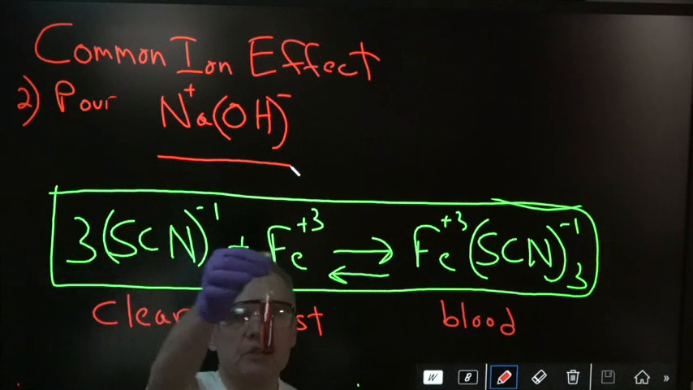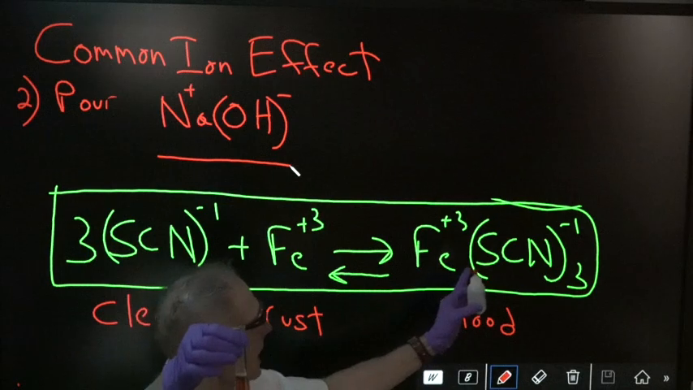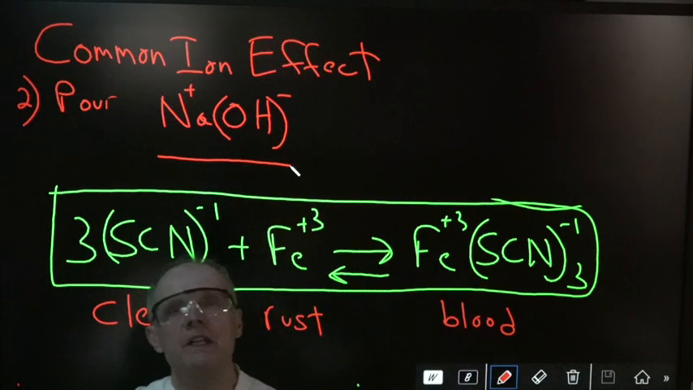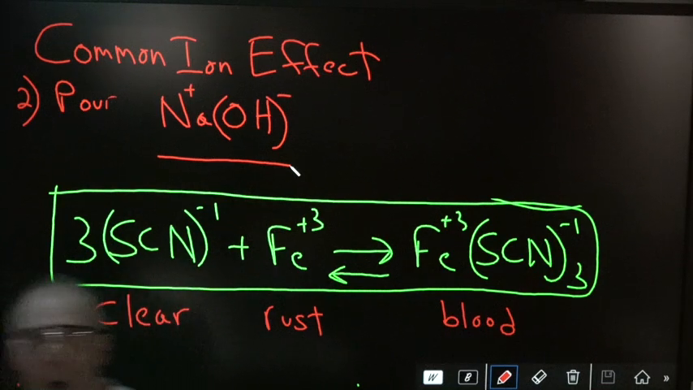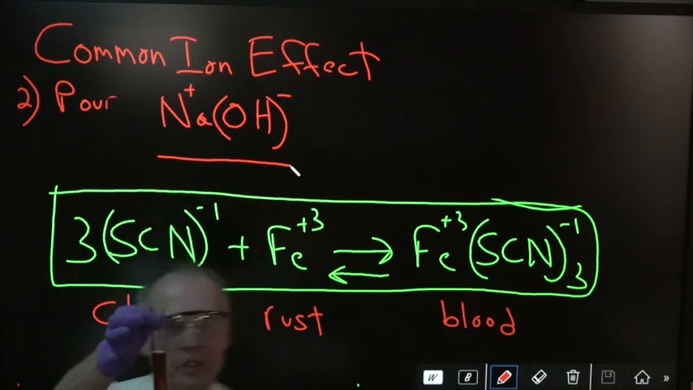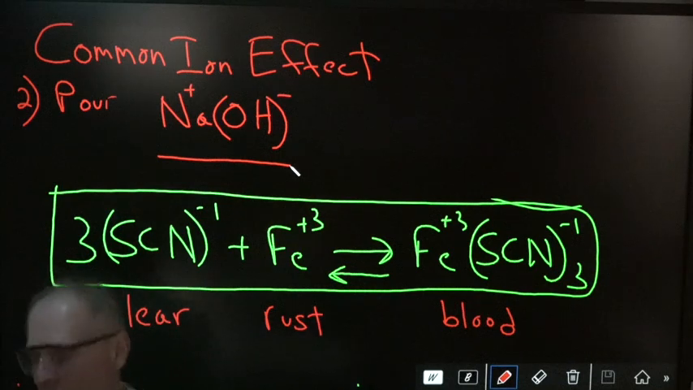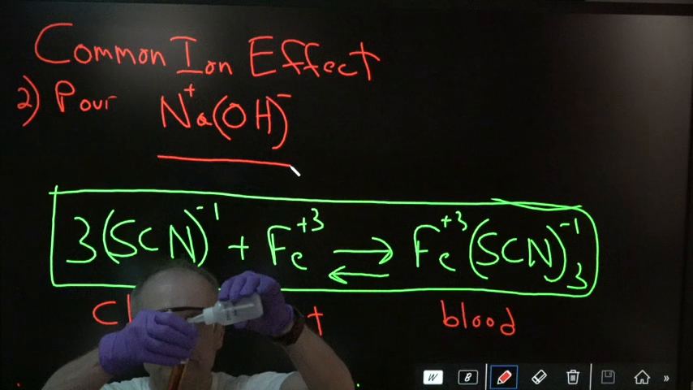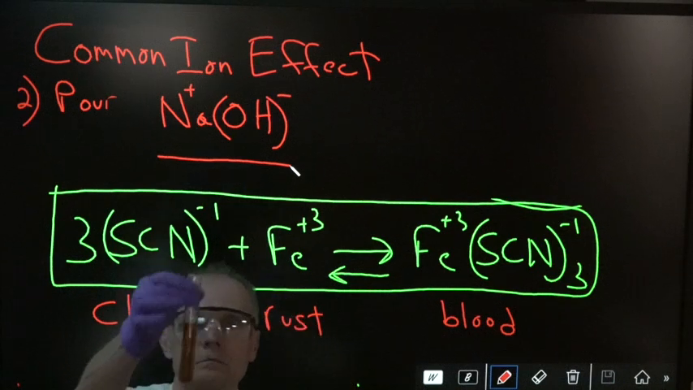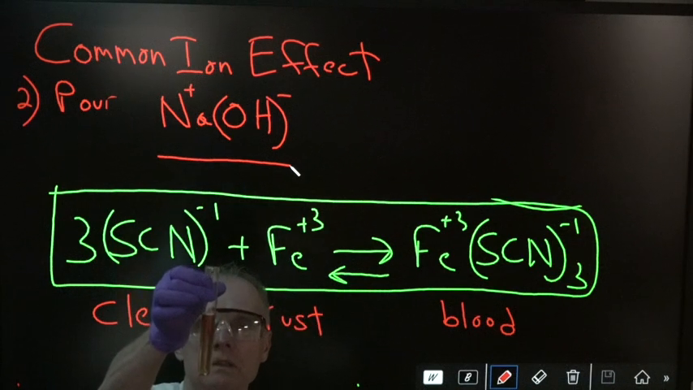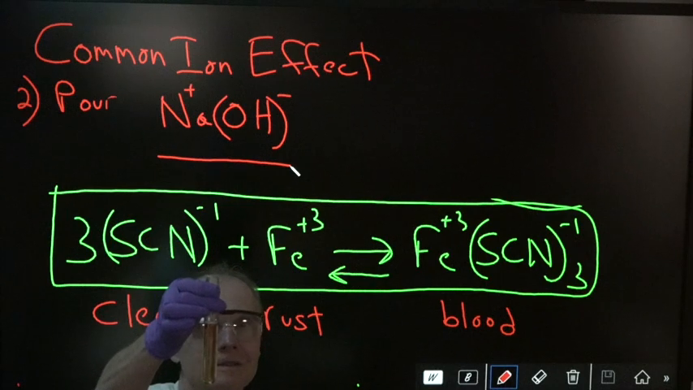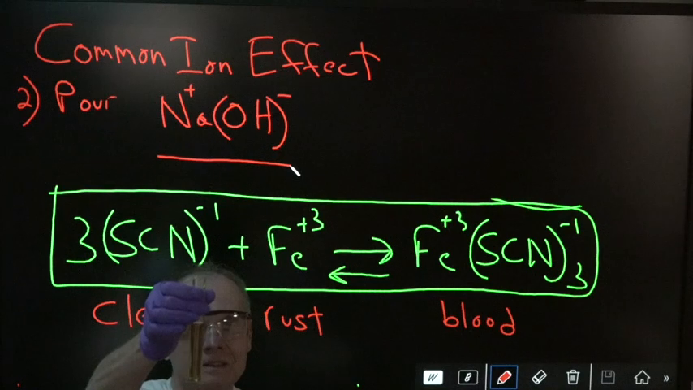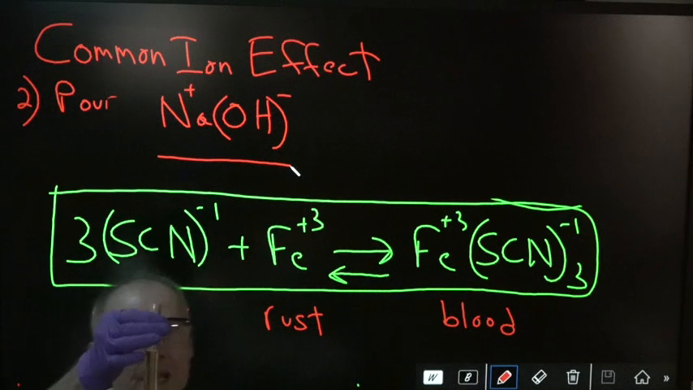All right, we're going to take this, which is Iron III Thiocyanate, and we're going to put some sodium hydroxide in there. Now, watch what happens to the color. That tells you which way the reaction is going to fire. All right? What's happening to that color? Color's almost gone away. All right, so that tells you which way the reaction fired.